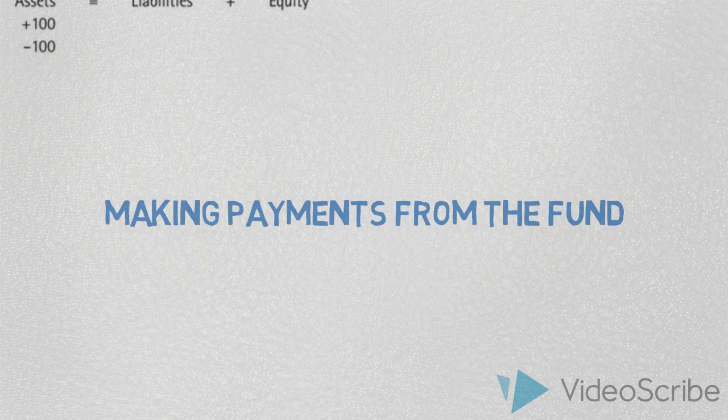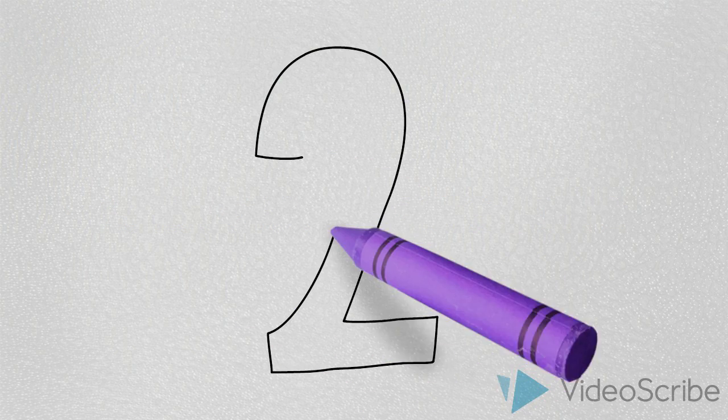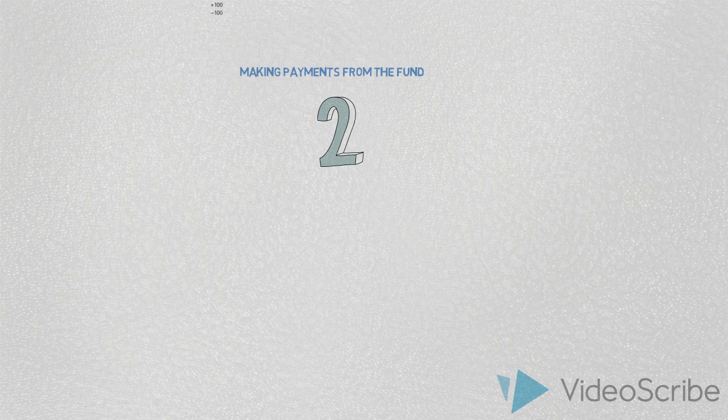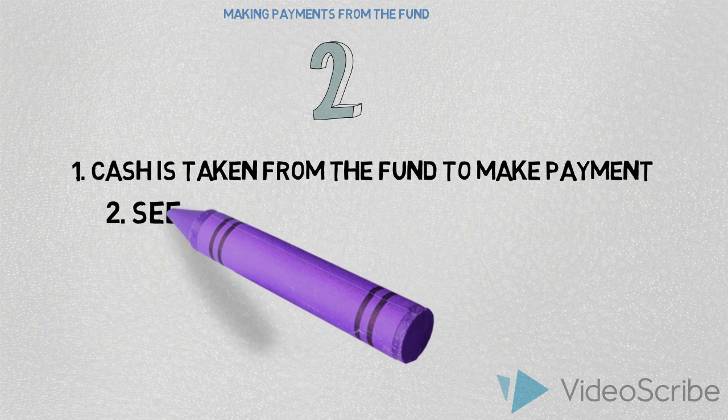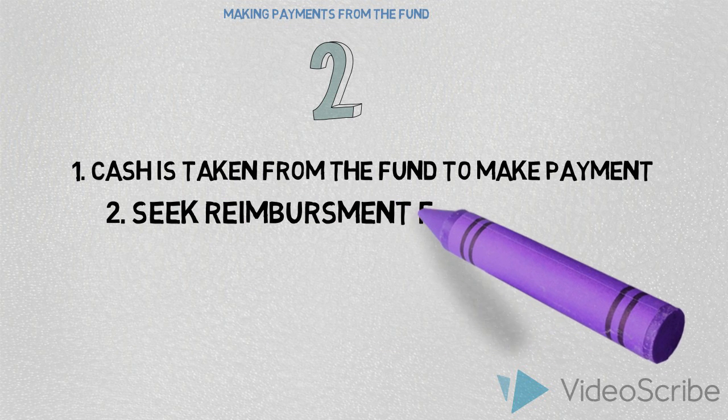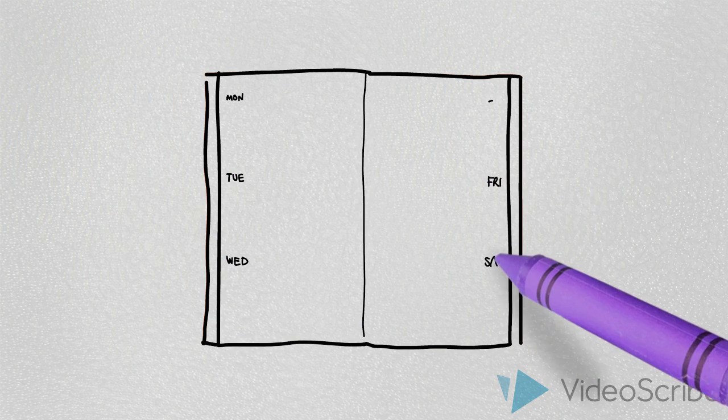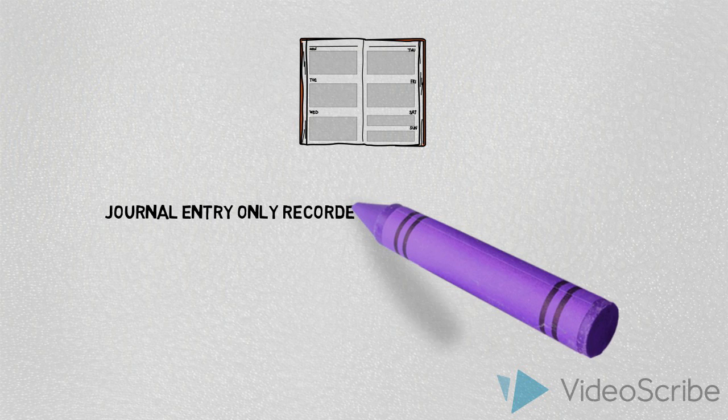Making payments from the fund. Payments are usually made in two ways. Firstly, cash is taken from the fund to make the payment. Secondly, employees will seek reimbursement from the fund. However, no journal entries are made unless they are recorded once the fund has been replenished.